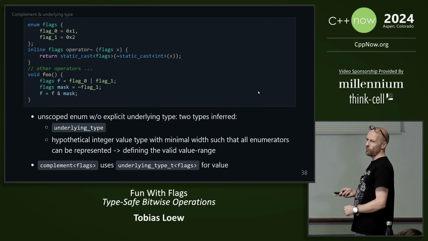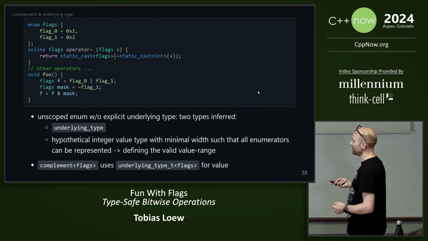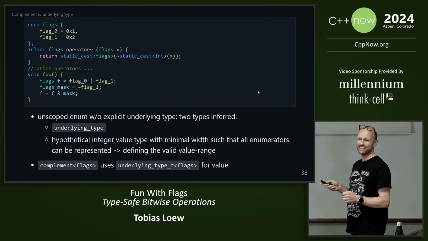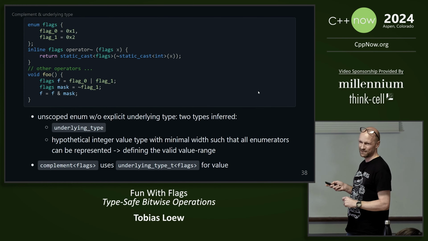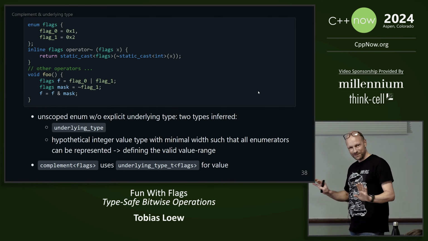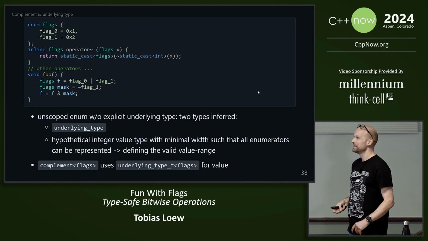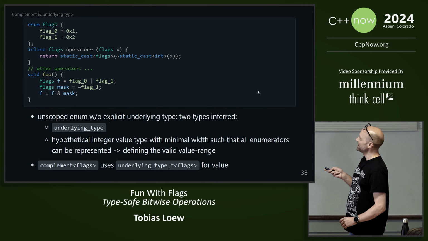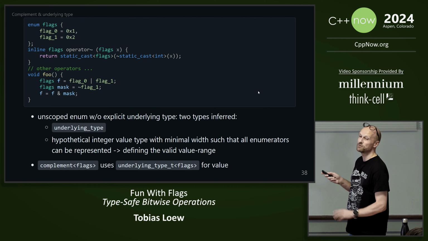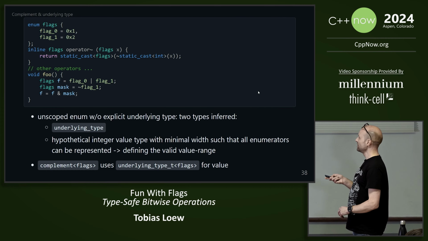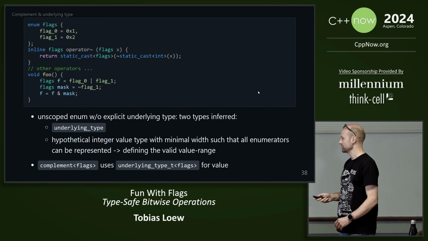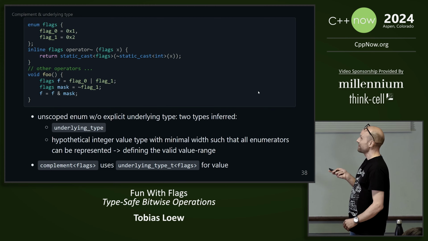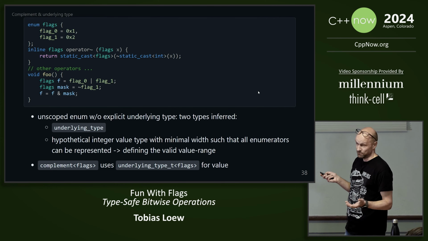So what did I do in my library? I said, okay, complement of flags doesn't use the flag as its value type, but it uses its underlying type as value type. Then we are out of this trouble. By the way, the moment you put in an explicit underlying type here, or you take a scoped enum, you're also out of trouble, because then all this game with this hypothetical integer type is simply out. And that's good. But still, there are a lot of such enums out there.